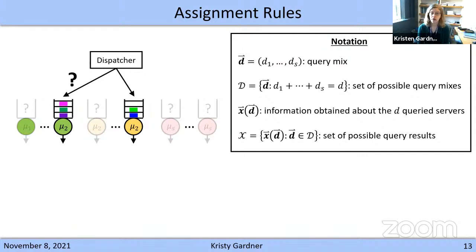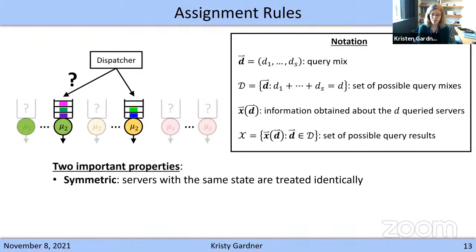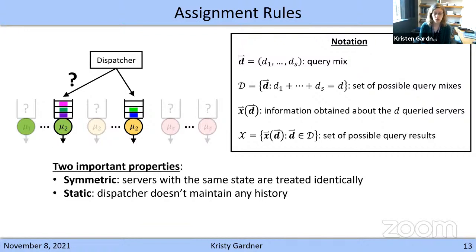Just like our querying rules, our assignment rules are going to satisfy two properties. They will be symmetric and they will be static. And these are the same two properties that we were dealing with in our querying rules. We are not allowed to treat servers with the same state differently. So if we have two servers that are of the same class and provide the dispatcher with the same information in the query result, we have to treat those servers identically in the assignment decision.